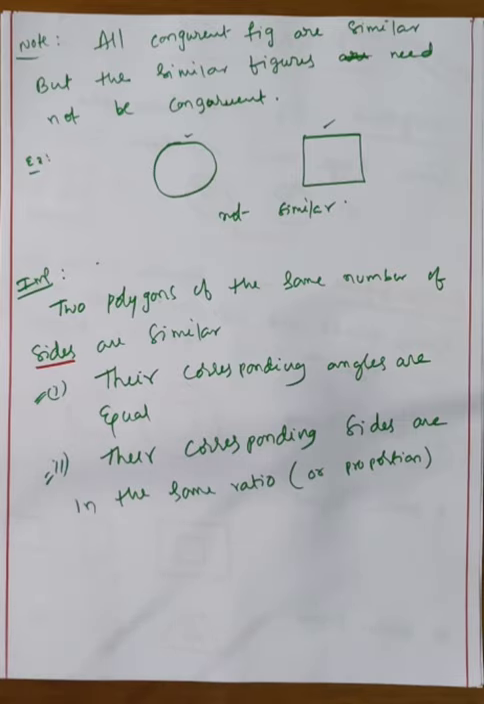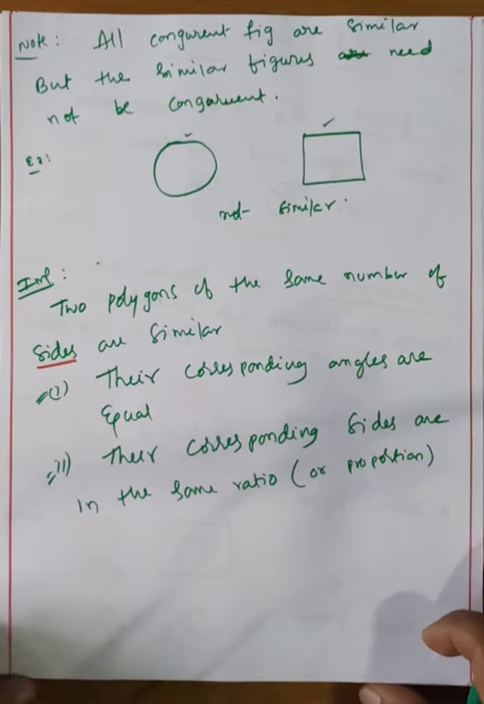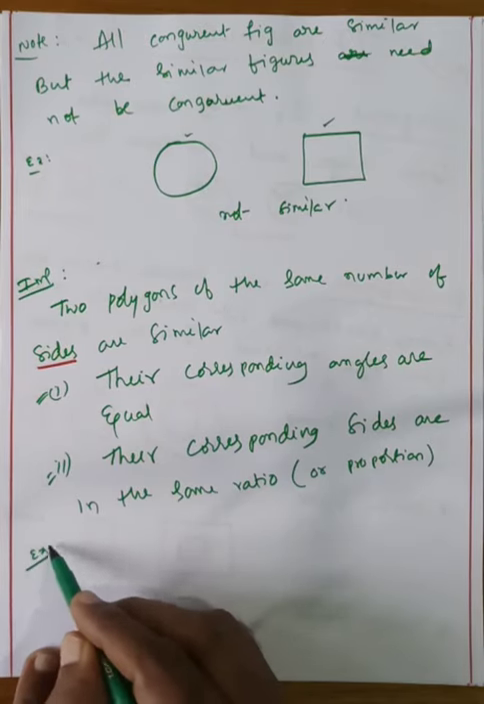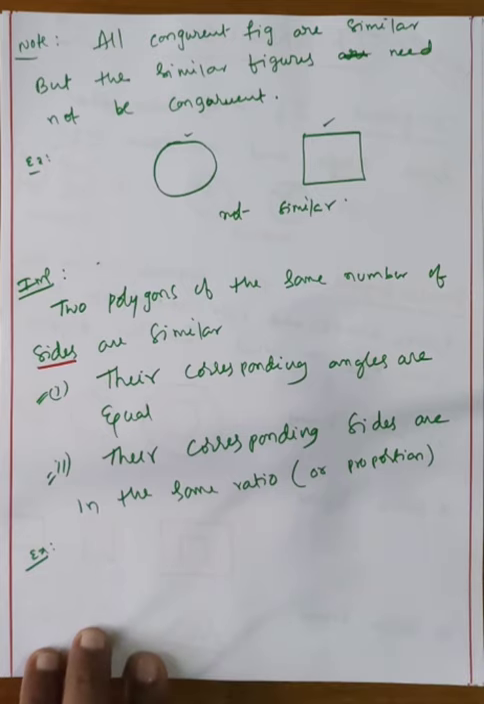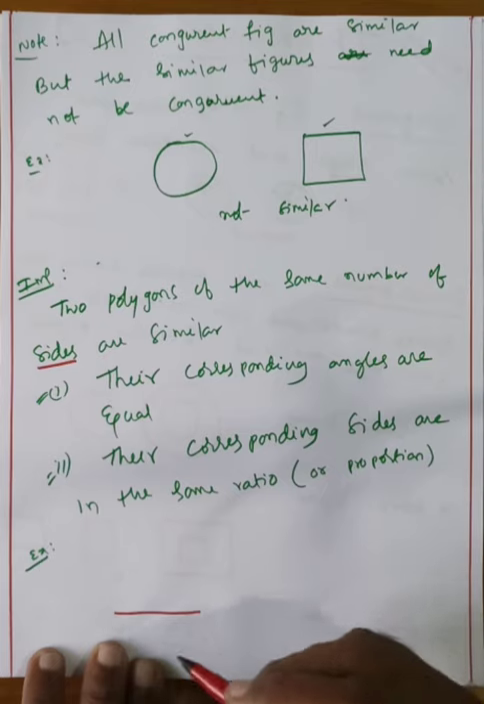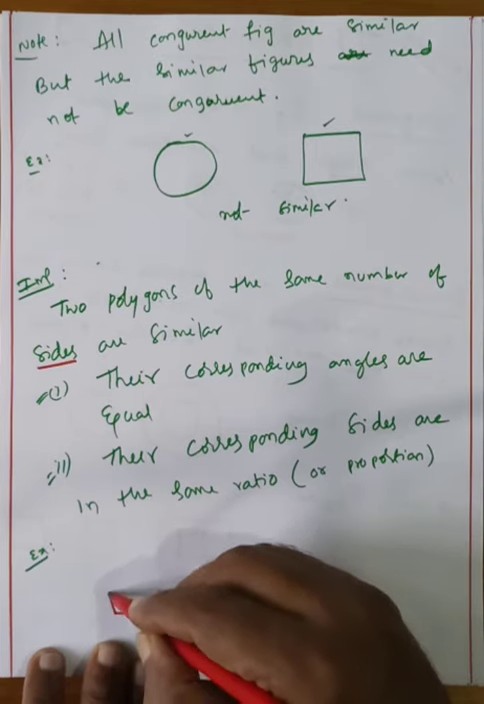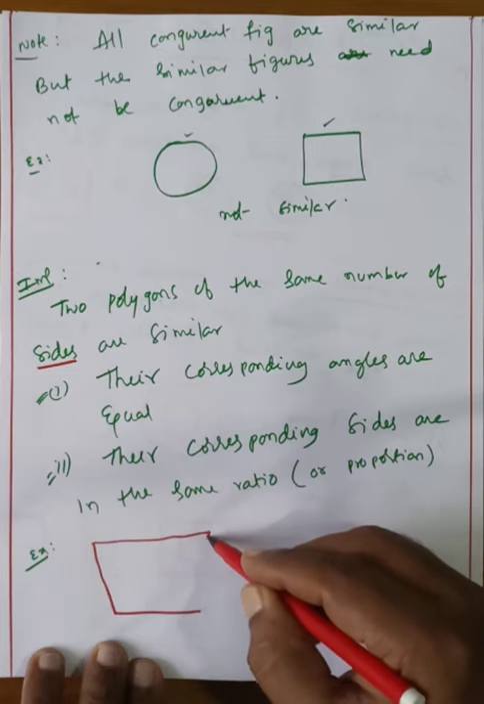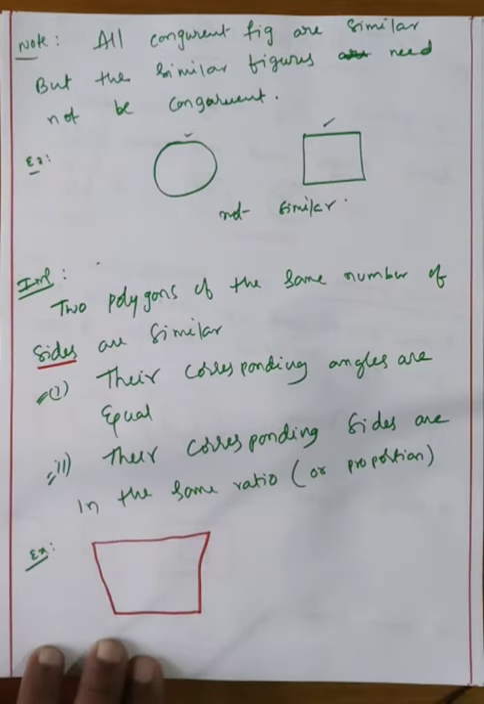Now, suppose I take one example, to check whether the figures are similar or not. Please observe that. I will take one quadrilateral ABCD, and I will take two quadrilaterals. Okay, my dear students. Are these two similar or not? Please tell me.